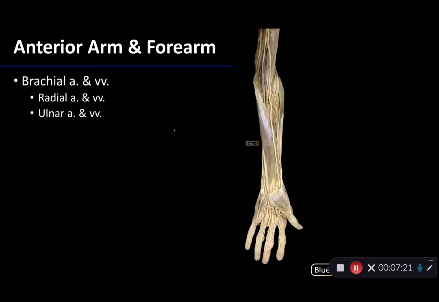So let's switch back to the anterior view here, and we have the brachial artery descending down into the forearm from the arm, and around the cubital fossa, which is this area here, so that's the anterior aspect of the elbow, we're actually going to see that brachial artery and its accompanying veins split into a radial and an ulnar artery.